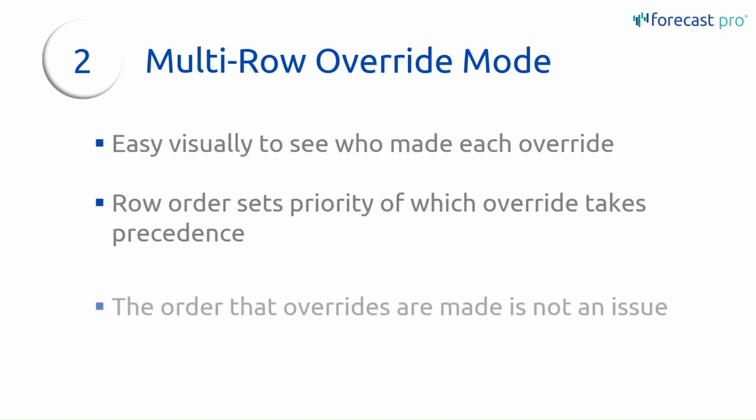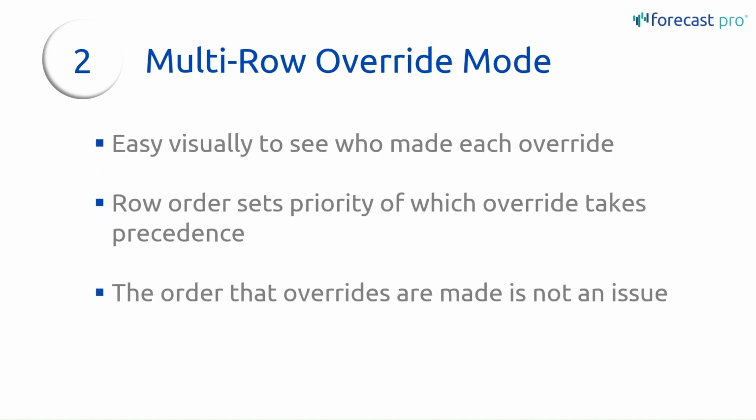So let's recap some of the benefits of multi-row override mode. The first is the easy visibility into who made what change. Because each person or group of people has their own row, we can quickly and easily see who has made changes to any item itself.